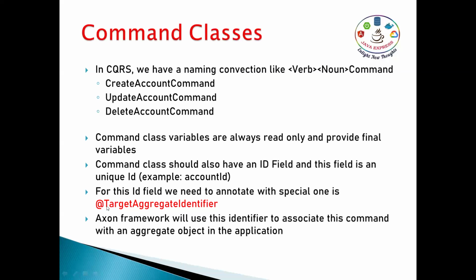To give that information to the Axon server, we'll annotate with TargetAggregateIdentifier, which is a special annotation, to tell the Axon server this is a unique field that you need to consider for my command. Then Axon server will use this identifier to associate this command with the aggregate object. We understood what aggregates are in our previous session, so we'll do the implementation of the aggregate.